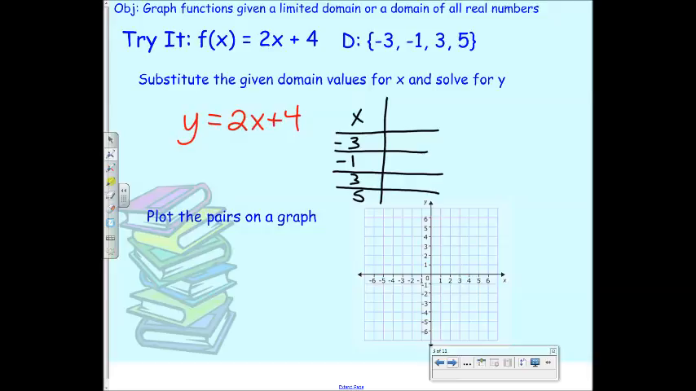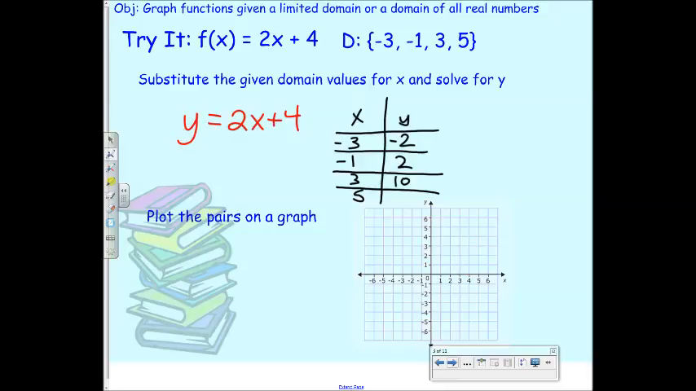So first things first, what's 2 times -3? -6. -6 plus 4 is? -2. Good. All right. 2 times -1? Negative 2. Negative 2 plus 4 is? 2. 3 times 2 is? 6. 6 plus 4 is? 10. 5 times 2 is? 10. 10 plus 4 is? 14.